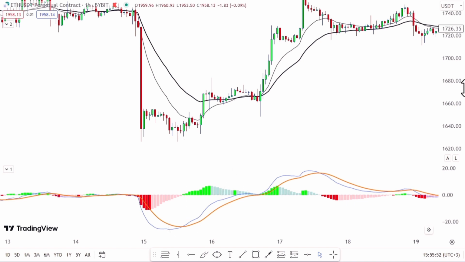That's why I prefer it as my momentum indicator. Now let's talk about the different strategies that you can use with the MACD indicator. So first, a common mistake that traders make is that they're using the indicator by itself. Let me show you why it's a bad idea to use the MACD alone.